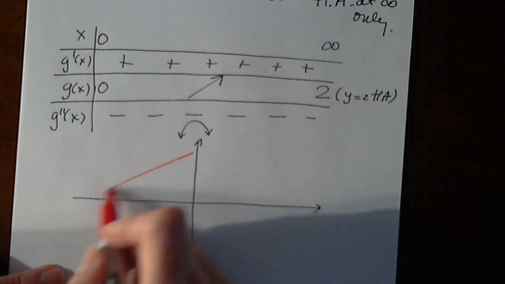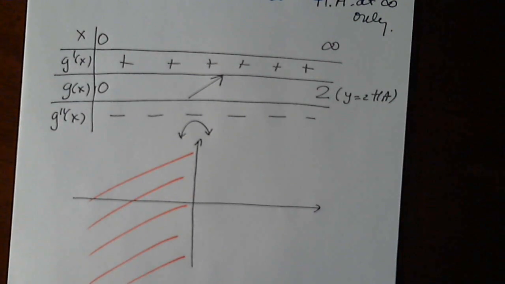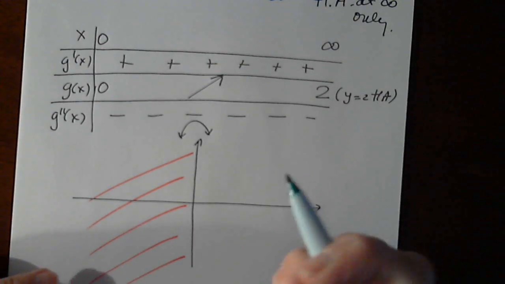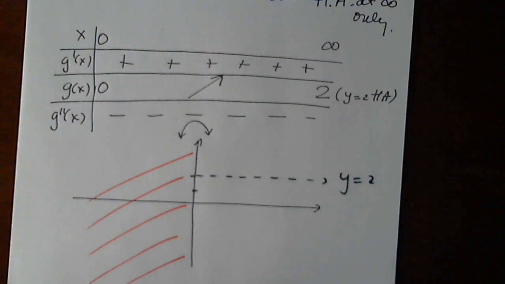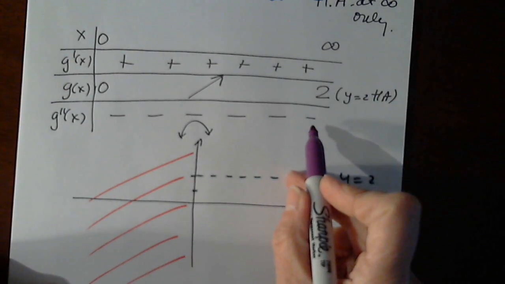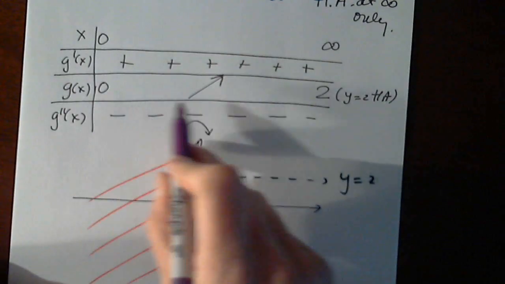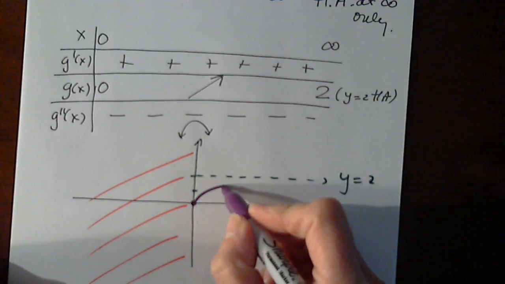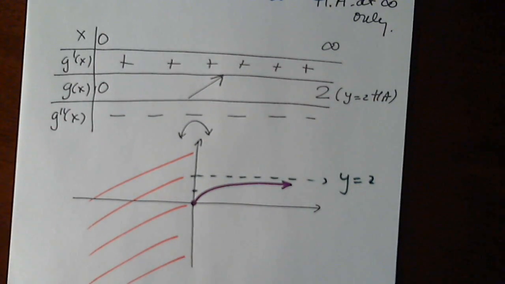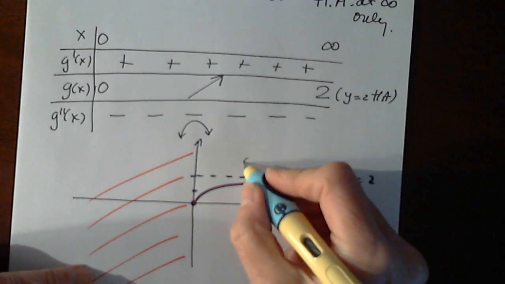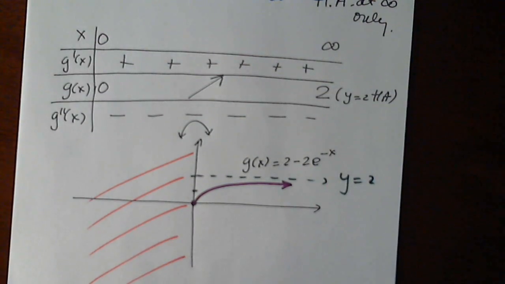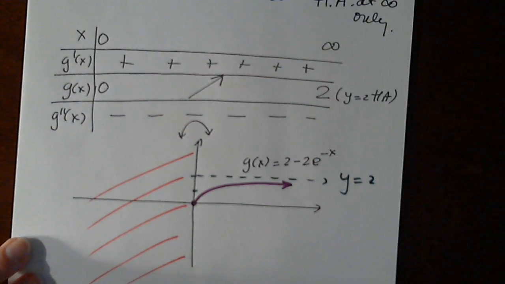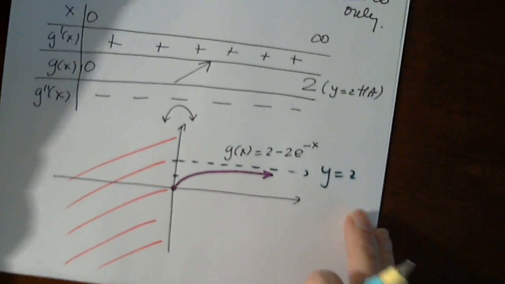Nothing on this side. g of 0 is 0, and this is y equals 2, the horizontal asymptote. It is always opening down and always increasing from 0 to 2. And this is the graph of g of x, 2 minus 2e to negative x. Okay, that's my page 3.